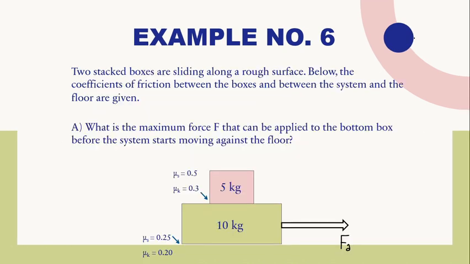Example number 6. Two stacked boxes are sliding along a rough surface. Below, the coefficients of friction between the boxes and between the system and the floor are given.